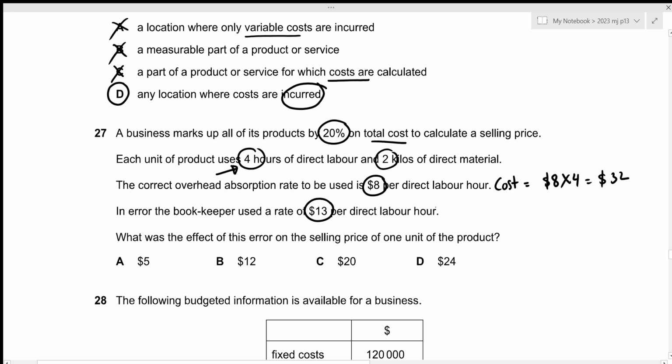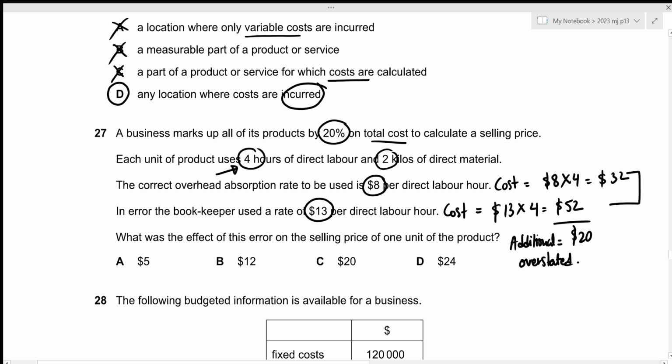But the incorrect rate was 13. So the incorrect cost was 13 times our direct labor hours, which is the same 4, which results in 52. So we're looking at the difference now. The difference in cost is just 52 minus 32, which is 20. So we have charged an additional 20. Or we can just say that our cost has been overstated by 20.